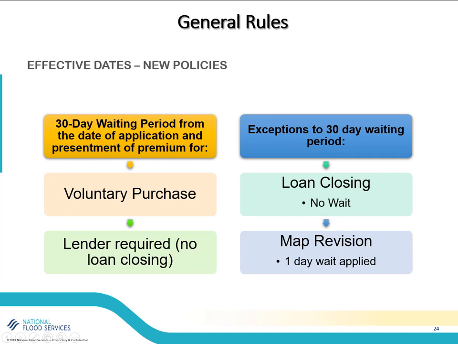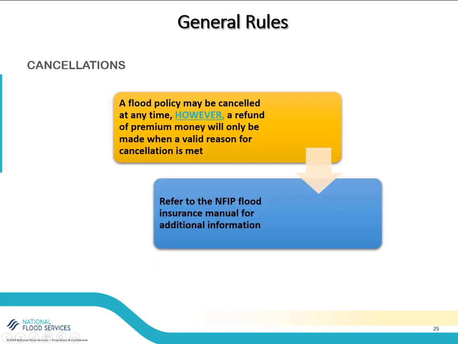The 30-day wait will start the date of the application as long as a presentment of premium occurs within 10 days from the date of application. If the premium is received after 10 days from the date of application, the 30-day waiting period will begin with the date that the premium was received.